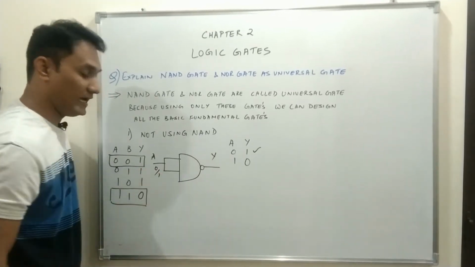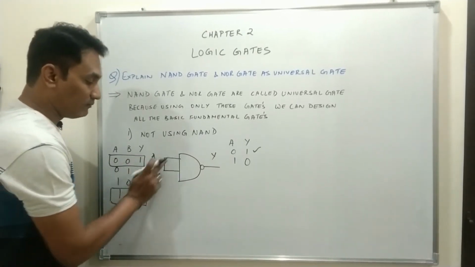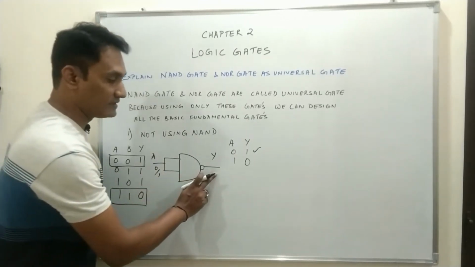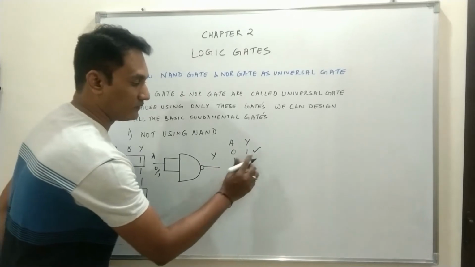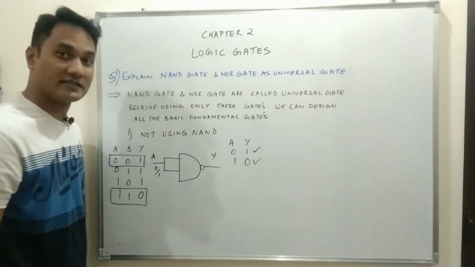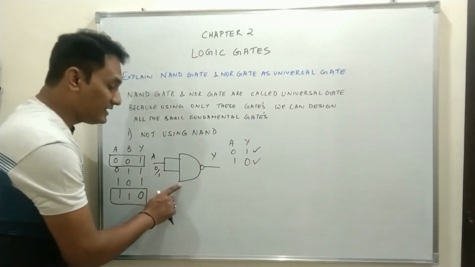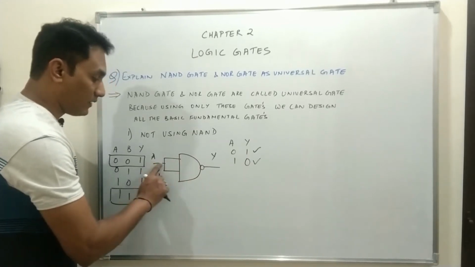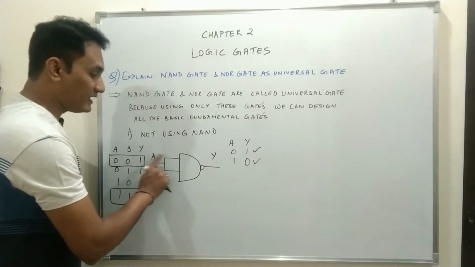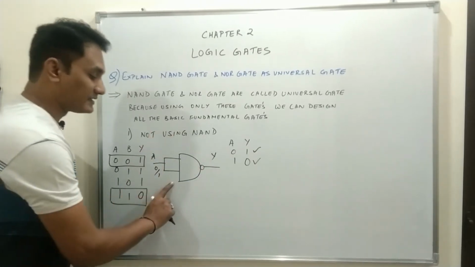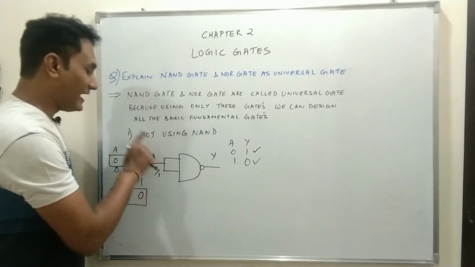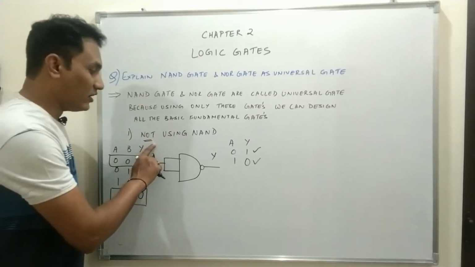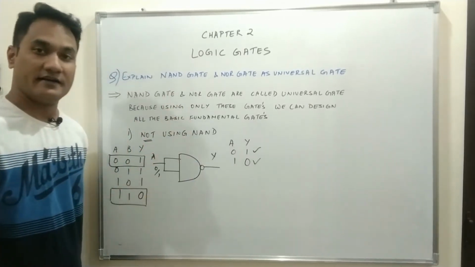Similarly, when A is 1, both the inputs become 1, and when both the inputs are 1, the output is 0. So when A is 1, output Y is 0. This condition is also satisfied. This indicates that if you take a NAND gate and you connect the two inputs together, name it as A, and the output as Y, the same circuit works as NOT gate. So we can design NOT using NAND.